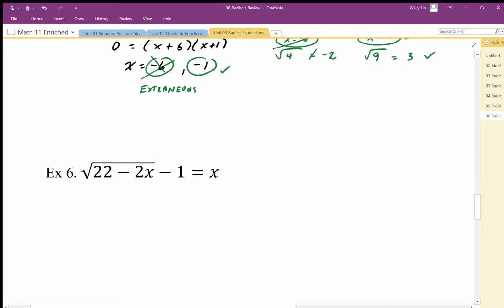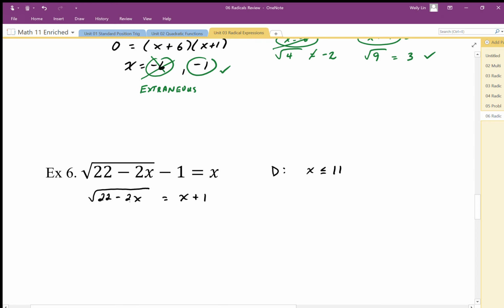For this one here, we can solve the first step of this equation, so we can isolate our square root. So we end up with 22 minus 2x is equal to x plus 1. We can set our inside domain restriction. x must be 11 or smaller, because if it's bigger than 11, we're going to end up with a negative inside the square root. So x must be smaller than or equal to positive 11.